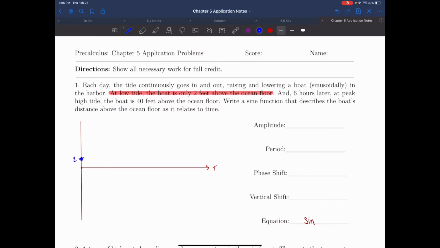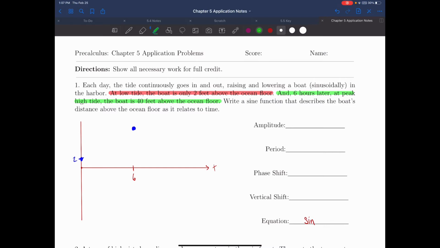Then it says 6 hours later, at peak high tide, the boat is 40 feet above the ocean floor. So let's put that here. So 6 hours later, it's at its peak. Okay, so that was the second sentence that we read, and that's all it gives us. So we need to figure out what's going on here.